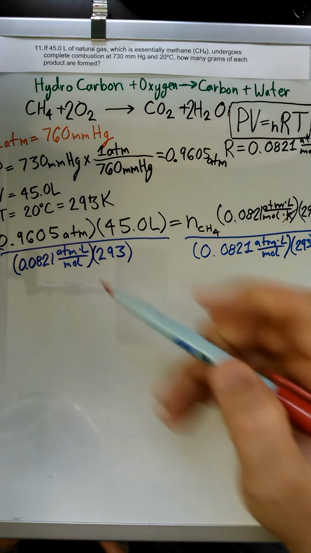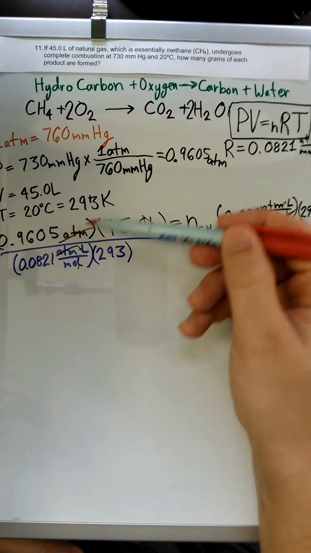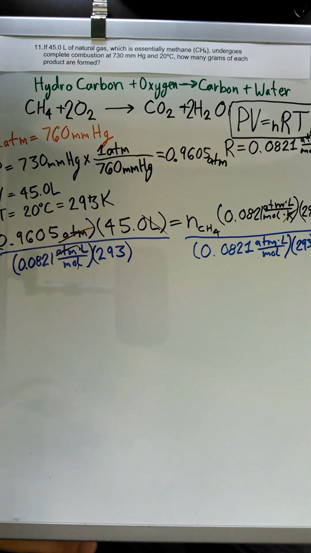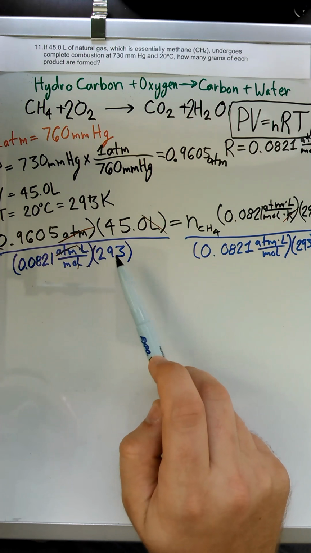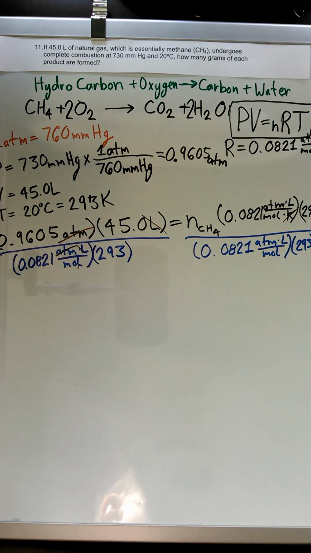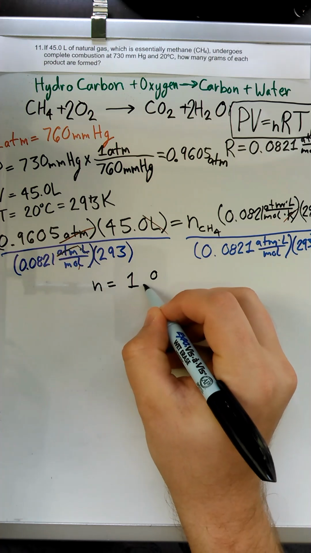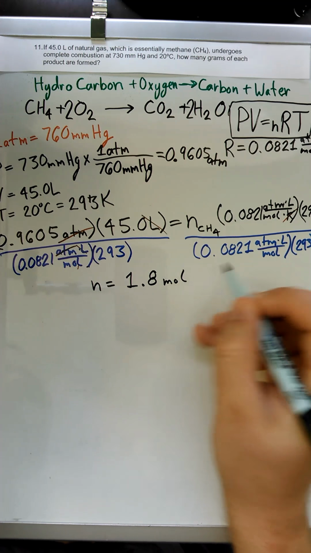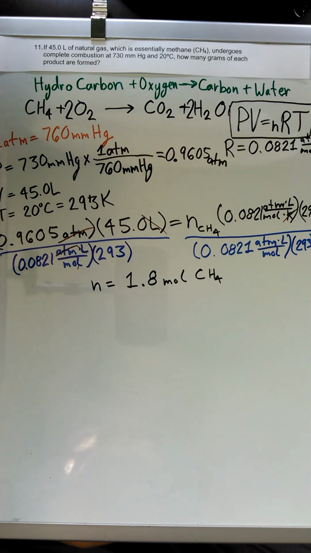So notice now atmospheres will cancel atmospheres down here. Liters will cancel with liters down here. The moles will flip up, so we'll get units of moles. When we do this, we multiply these two, divide by this, divide by this. It's two separate steps in the calculator so that it divides separately. We will get a number of moles equivalent to about 1.8. So about 1.8 moles of CH4 methane. I rounded this as 1.79 with some trailing decimal. We'll round this to 1.8 moles of methane.